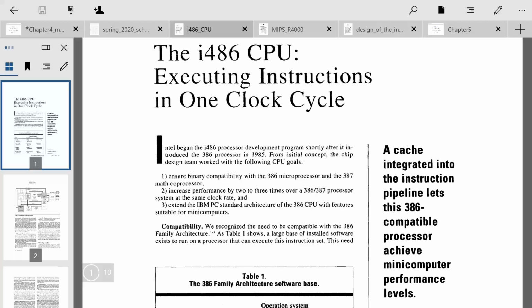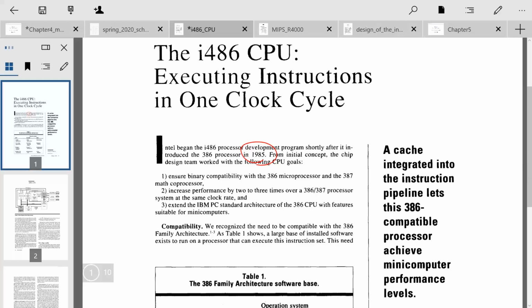Really, this was a huge improvement from the 386, and this is the 486 paper. I'll make it available on the Learn system if you want to go take a peek at it. For my 538 class, I actually have the students read this paper, and it's an interesting read, and you all should be able to understand a lot of the things that are discussed in this paper.